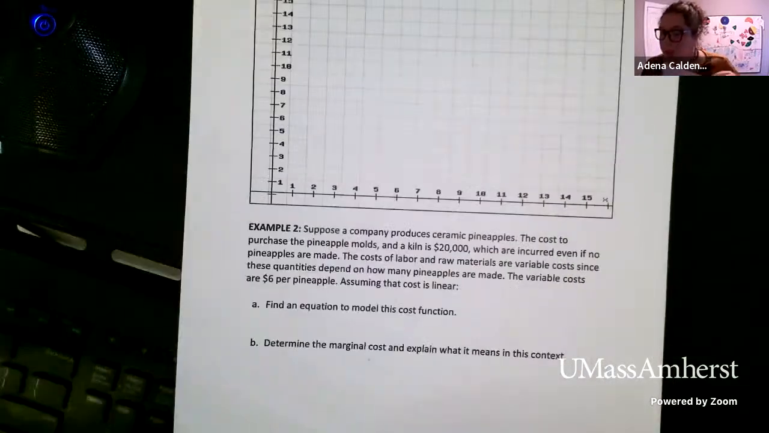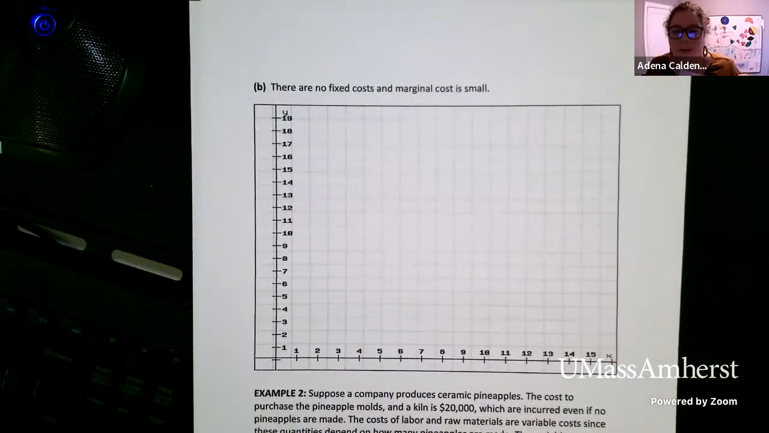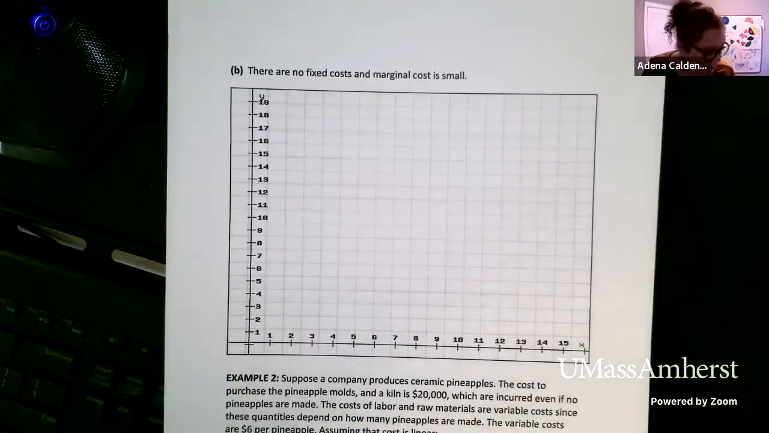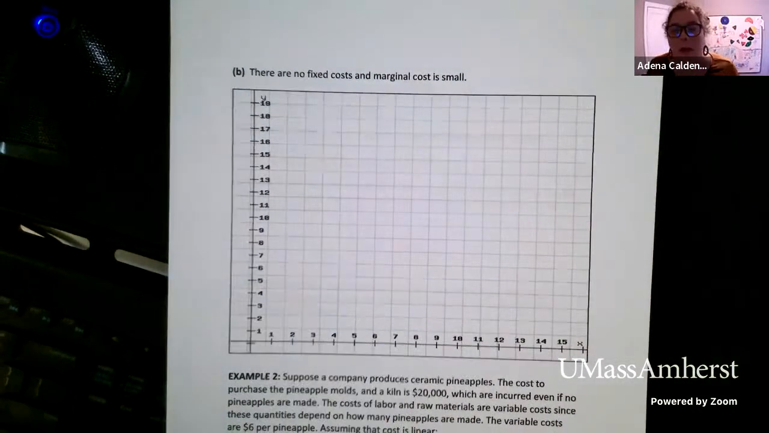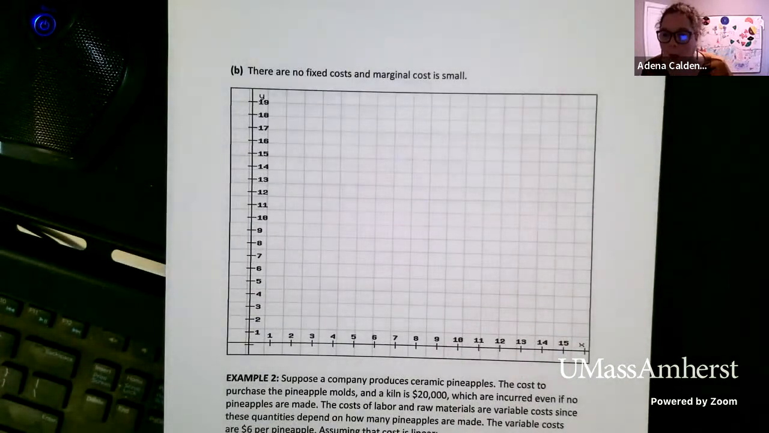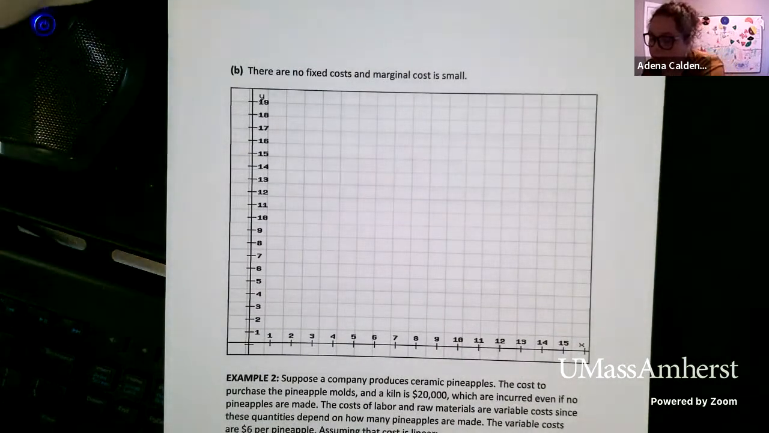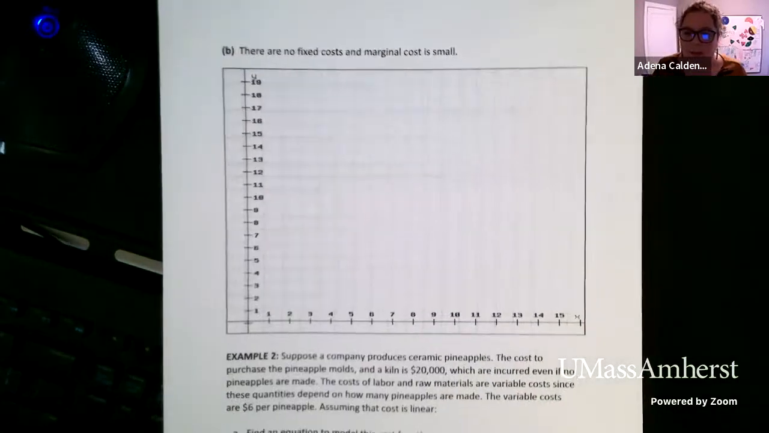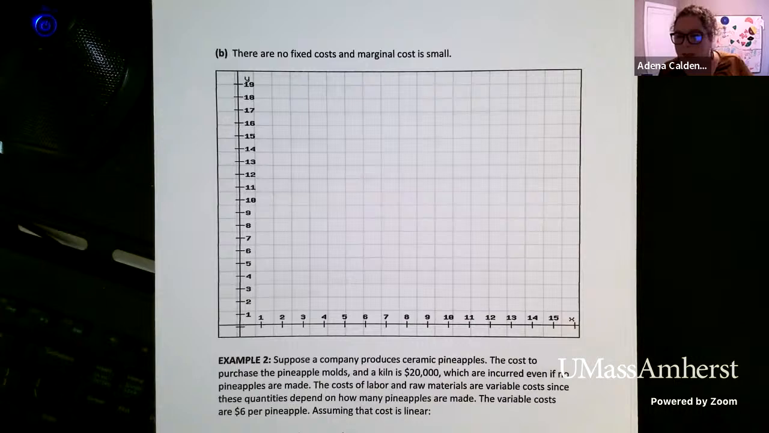Okay. Our second scenario that I want you to try to sketch is that there are no fixed cost. So fixed cost is 0 and marginal cost is small. Okay, so thinking about these words and in this context, how will that impact our line? So take about 30 seconds, try to sketch what that scenario might look like.